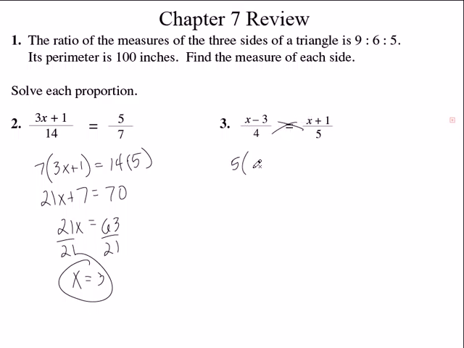So it's going to be 5 times x minus 3 equals 4 times x plus 1. Distribute the 5 and distribute the 4. Get the x's on the same side, subtract a 4x from both sides. I don't think I have to show that, do I? That'll just give you an x. Add a 15 to both sides. So if I add a 15, I'll just show this. Add a 15 to both sides. X is 19, and that's all you have to do. Let's move on.